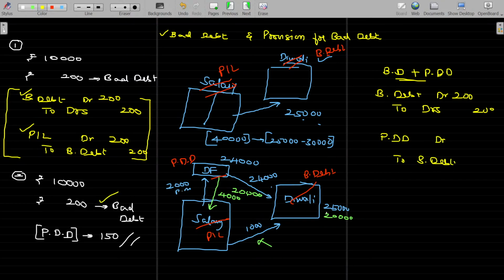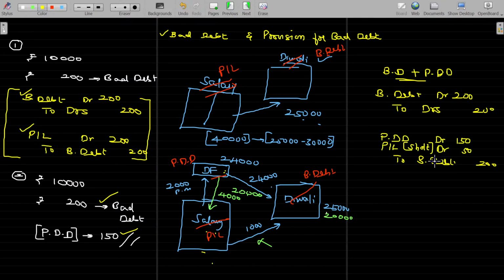How much is the bad debt we have for this illustration? 200 rupees. How much PDD do we have? 150 rupees. So shortage is there. If there is any shortage, what do you do? That shortage can be adjusted in the P&L account. If there is a surplus, then it will be transferable from the PDD to salary. Surplus will be coming in, shortage will be transferred from the P&L account. Here is a shortage, so I am going to debit the P&L account. This is for shortage.